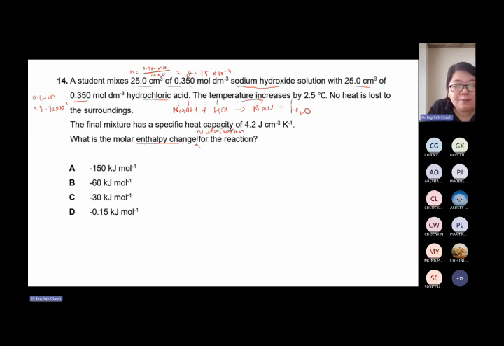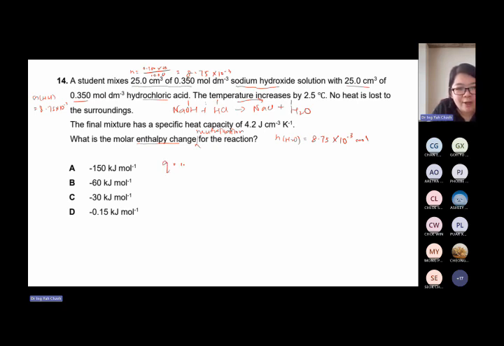So 8.75 times 10 to the power of negative 3 moles of sodium hydroxide reacts with 8.75 times 10 to the power of negative 3 moles of HCl. We get the number of moles of water to be the same. So the number of moles of water from this reaction will be 8.75 times 10 to the power of negative 3 mole. And now we need to find the amount of heat that is being produced by this neutralization.